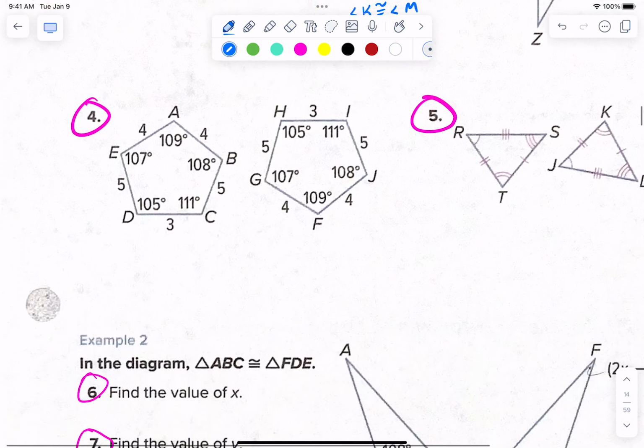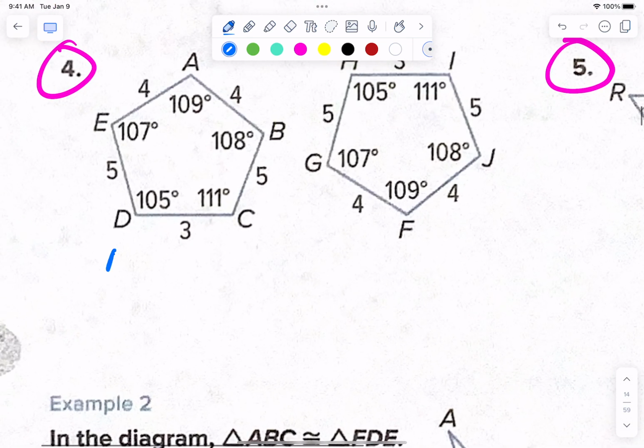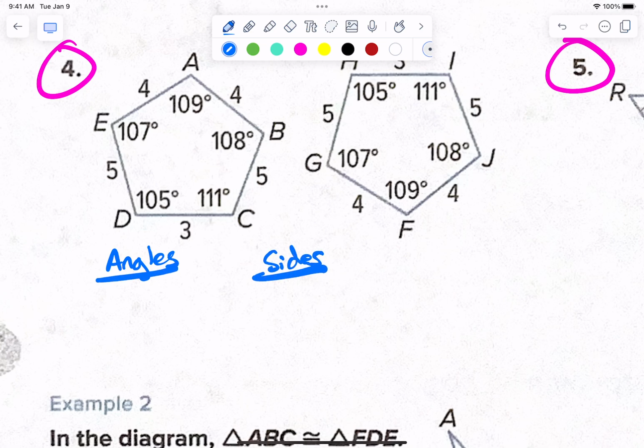Okay. Should we do 4 together? Yeah. We've got to list all the angles, and we have to list all the sides. That's why we're doing this one together, and then we have to do our congruent statement. Okay. Angles, sides, congruent statement.